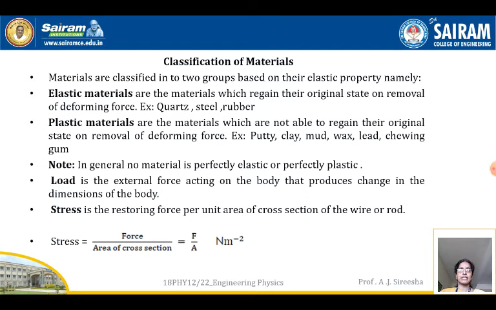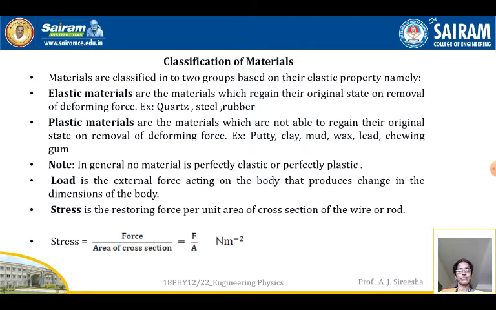Next is plastic materials. Plastic materials are the materials which are not able to regain their original state on removal of the deforming force. For example, putty, clay, mud, wax, lead, chewing gum. What is happening here is once there is a change in the shape of a body, it remains fixed. On removal of the force, it stays in the position where it has been changed. So these are the two types of materials, elastic materials and plastic materials. Note, in general, no material is perfectly elastic or perfectly plastic.